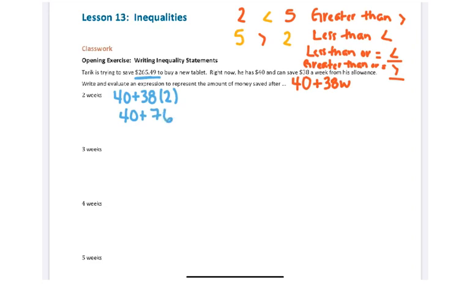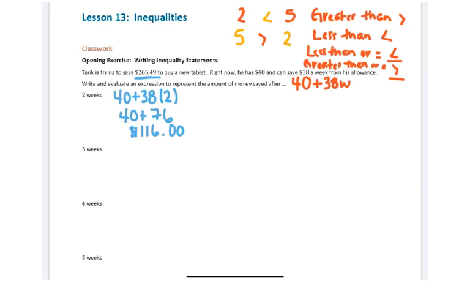So now I have 40 plus 76. And I'm going to add those numbers together because they're like terms. And I figure out after 2 weeks, he's going to have saved $116. Now, at the end of this problem, we're going to have to figure out at how many weeks at least does he need to save in order to save $265.49. So we can see at 2 weeks, we're not there yet. We need to save for a larger number of weeks before we get to $265.49.